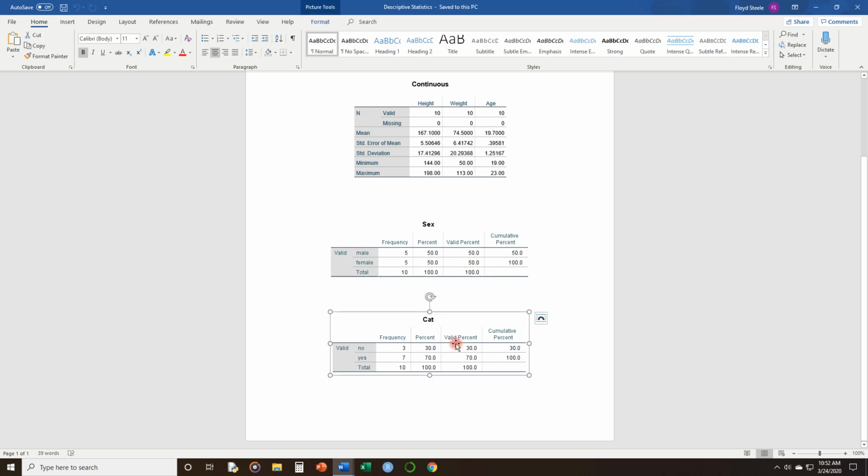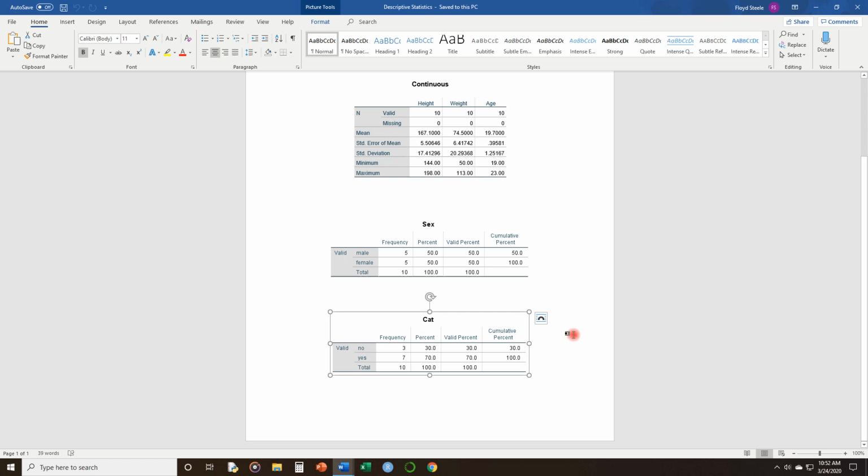I also have, just for fun, and also for a purpose with the t-test later, this cat status variable. Notice that this one is not 50-50, so if we look at the frequencies, more people from this random sample of 10 have cats than don't have cats.